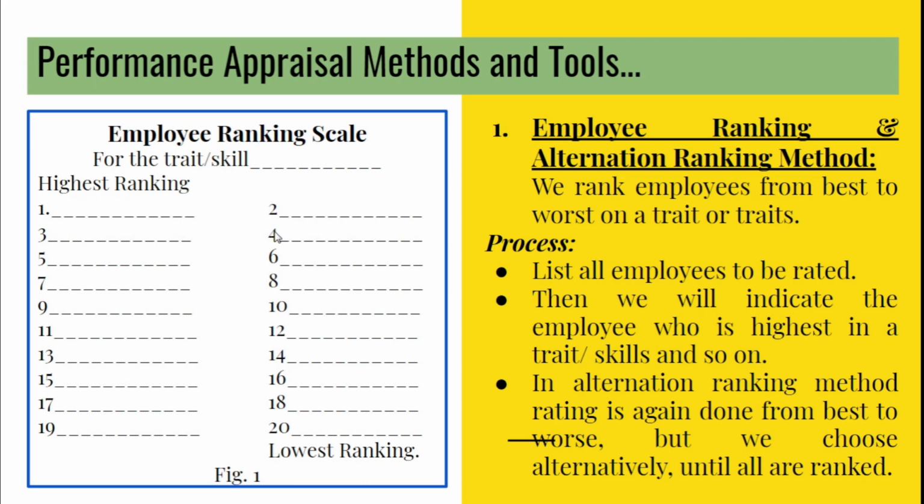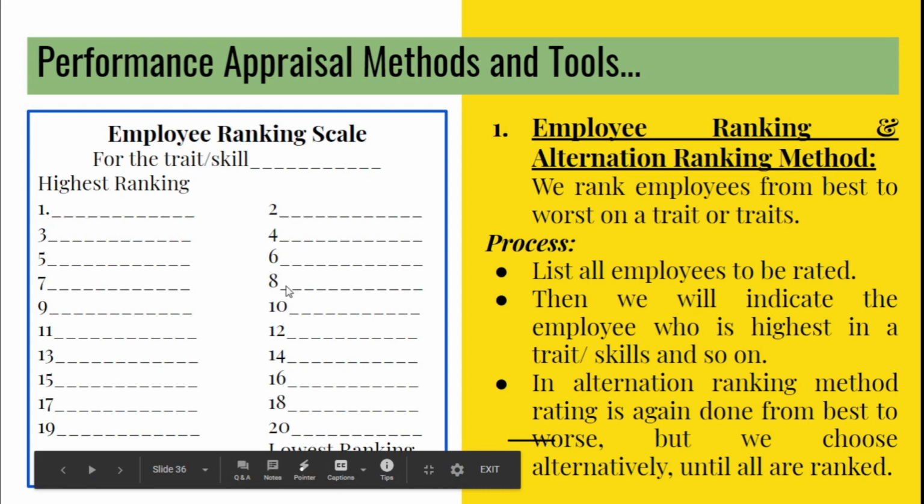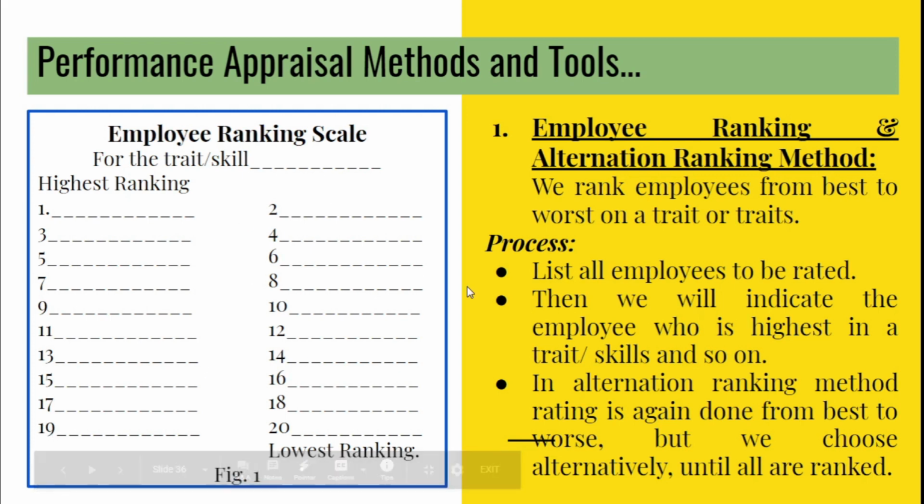Alright. Here, in case of alternation ranking method, we follow the same procedure of ranking from highest to lowest or best to worst, but the procedure is a little different. In this, we choose the highest ranked employee, then the lowest ranked employee, then the second highest ranked employee, and the second last lowest employee until all are ranked. Alright, hope you are clear with the two methods.